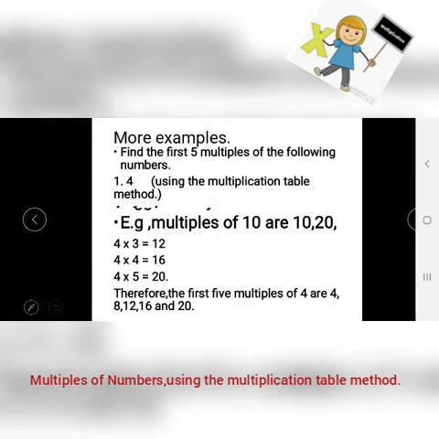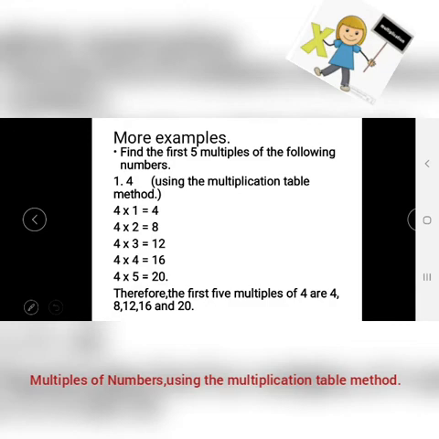Okay. More examples. Basically, when you're finding multiples of any given number, you just have to multiply, or you do a repeated addition of that number. Mind you, multiplication is also known as repeated addition.